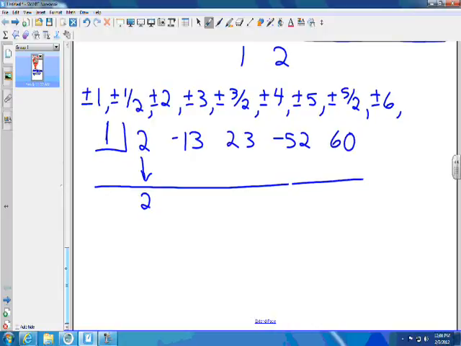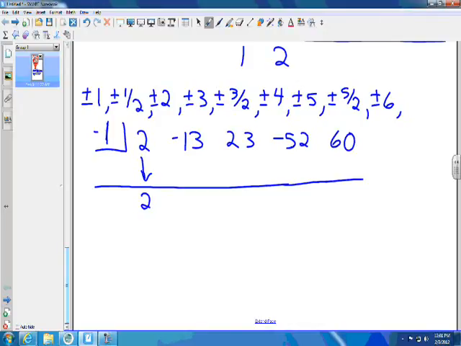So what do we try next? -1. 2 times -1. Add that down. -15 times -1. Add down. 38 times -1. -38. Is it going to work? What are we going to try next? +2. Guess what? It's not going to work.